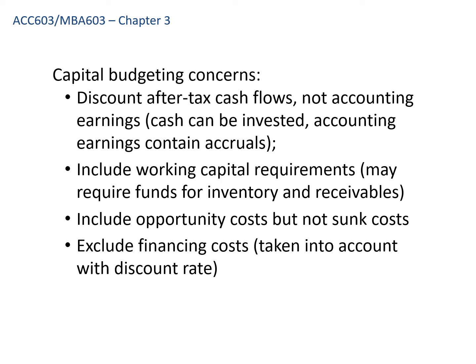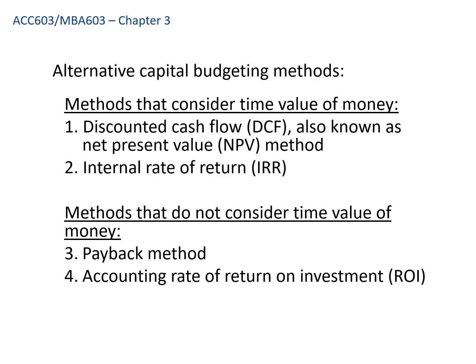So there are some alternative methods that sometimes companies use. There are 4 different methods and they fall into 2 categories. Methods that consider the time value of money, which are, I think, obviously preferable. One is the one we just talked about, and then I'll also show you the internal rate of return. And then there are methods that don't consider the time value of money, which is the payback method and accounting rate of return on investment, or ROI.